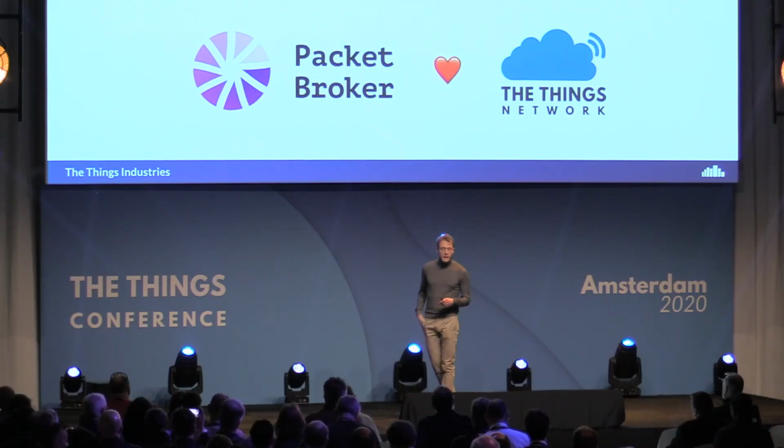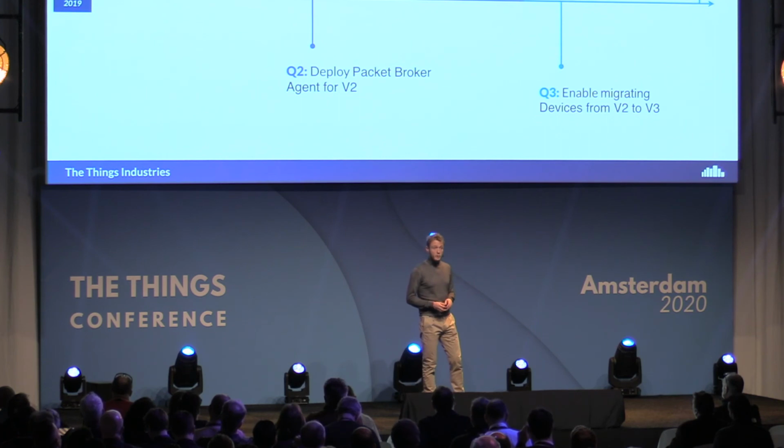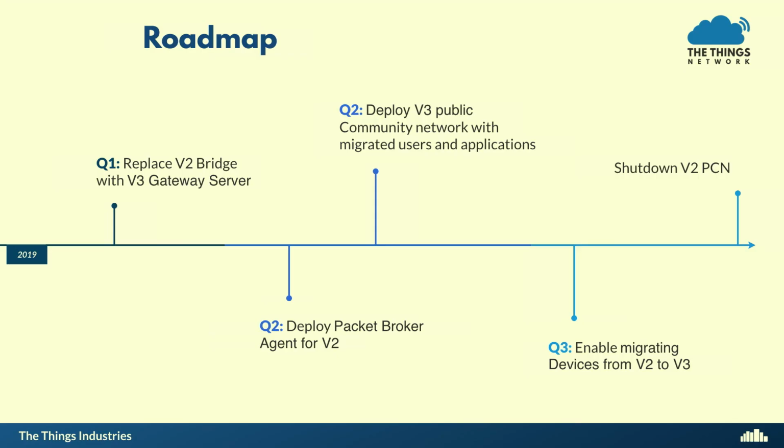So we're going to work with the operators that operate other public regions to start upgrading their infrastructure as well to v3. But then still the devices are in v2, and you still have the v2 console and everything. So what we're going to do there is start deploying a v3 public community network, and it's going to run side by side with v2. So we migrate all the users, we migrate all the applications. We don't migrate any devices, but just the logins and the applications and the structure. And then you can log in to a v3 community network with all the coverage, all the gateways of the TTN v2 community network. And then you can choose to migrate your devices from v2 to v3.